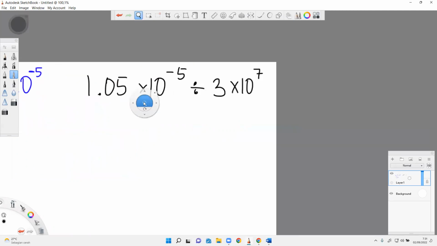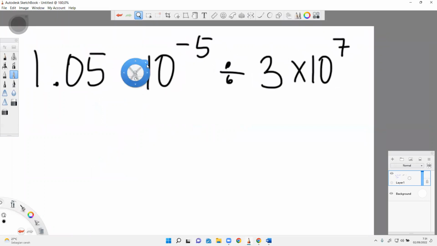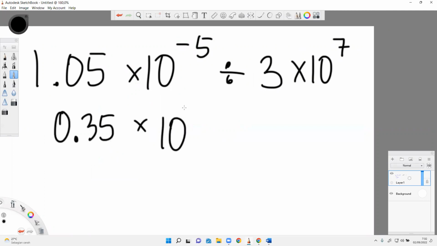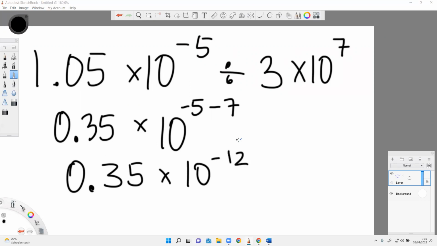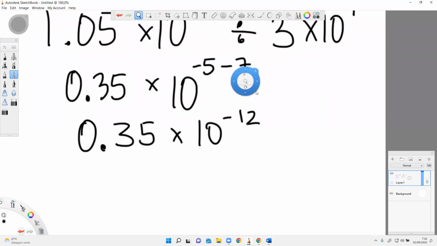Okay, how do you do this, guys? 1.05 you divide by 3. What's the answer? 0.35. And then -5. That's it. -4. So what's the answer? No, not yet, because it's still 0. There you go.